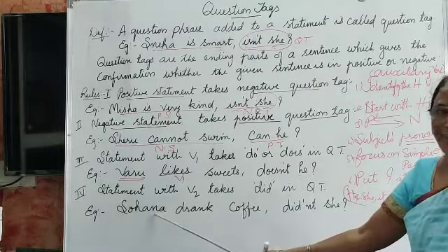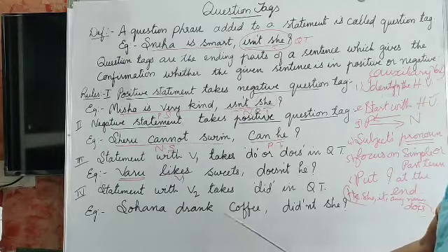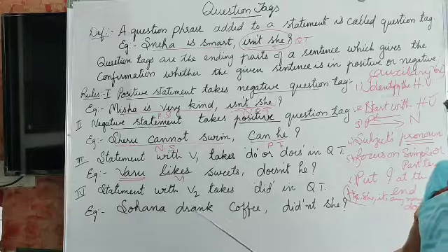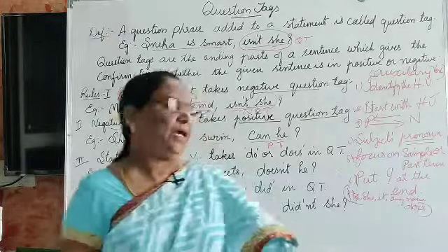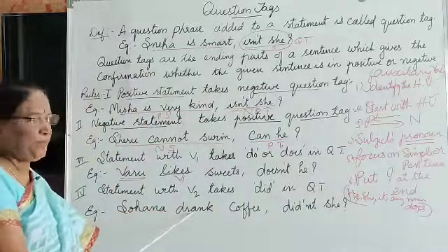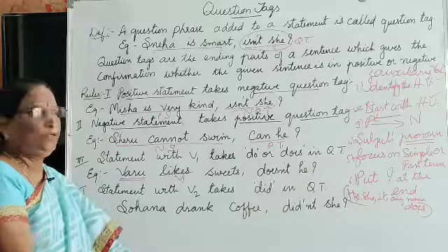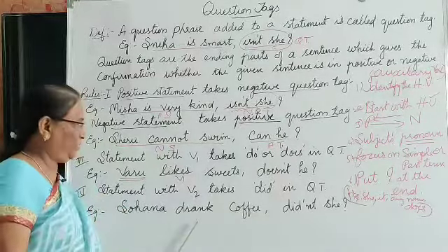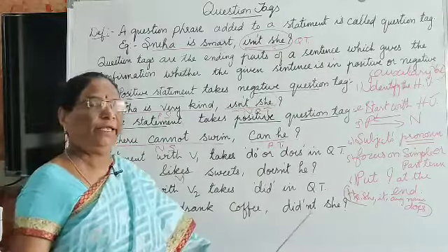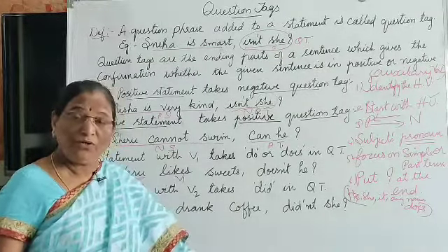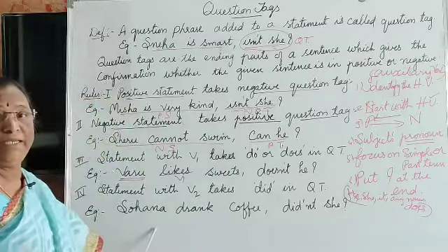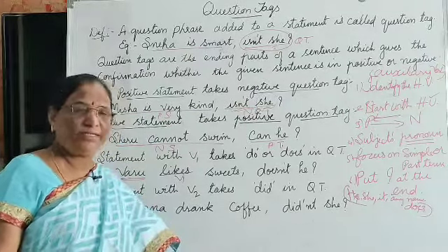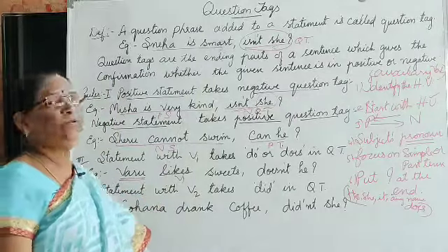As this is positive, see, Sohana drank coffee, past tense. Sohana drank coffee. It is not a negative statement. As it is a positive statement, it took a negative question tag. See, Sohana drank coffee, positive statement, and the question tag is negative. Didn't she? Not didn't Sohana. As she is a girl, we have written she. Didn't she? Understand?